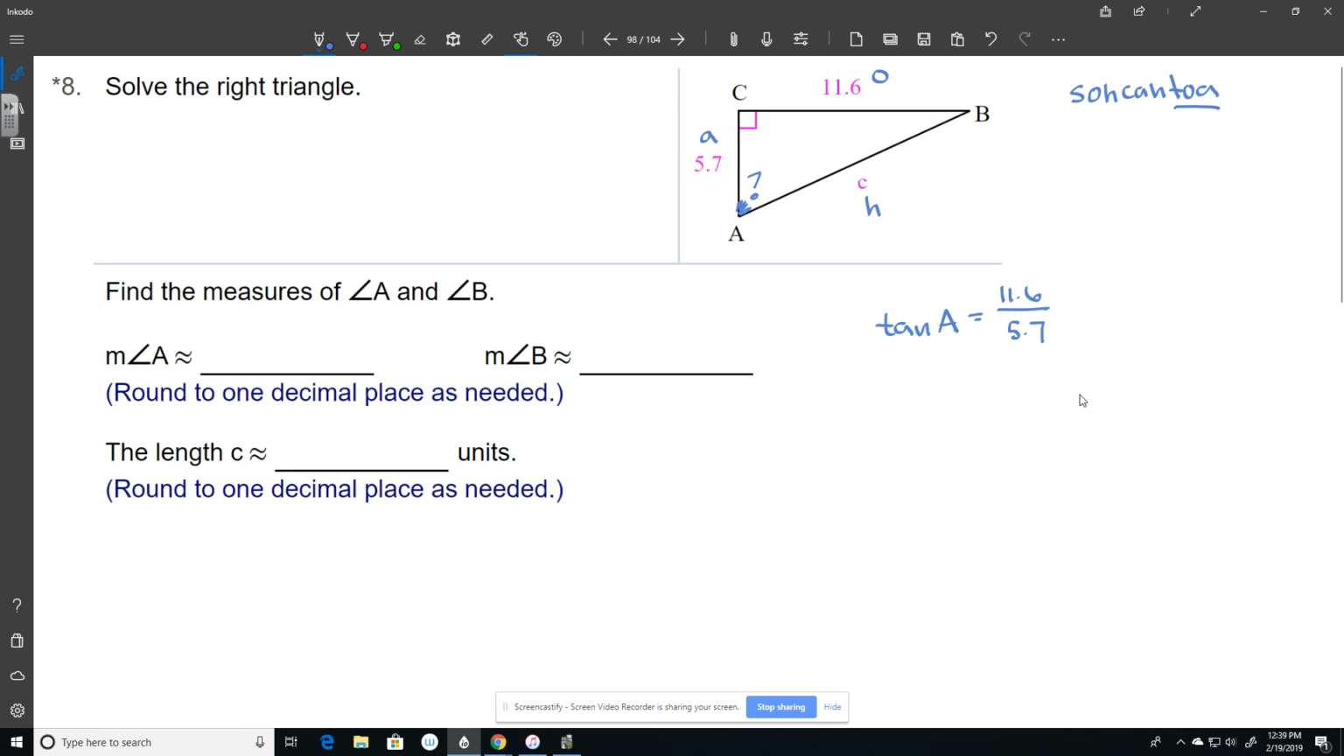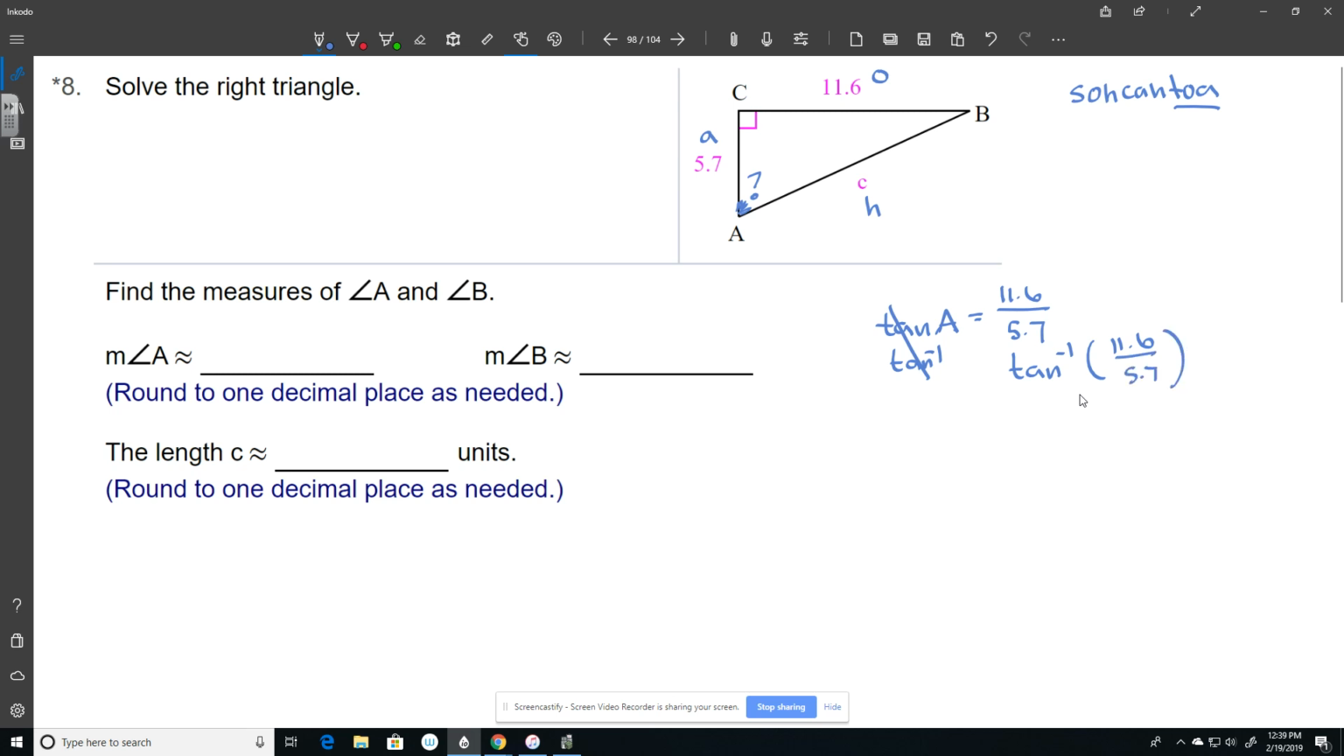But I want to figure out A. I need to get A by itself, so I've got to get rid of the tangent. And remember, to do that, you take the inverse tangent and those cancel out, and all you're left with is A. But if I do that on the left, I have to also inverse tangent everything on the right.